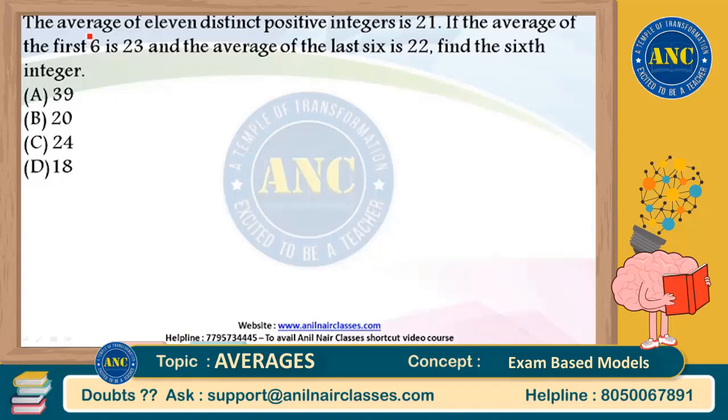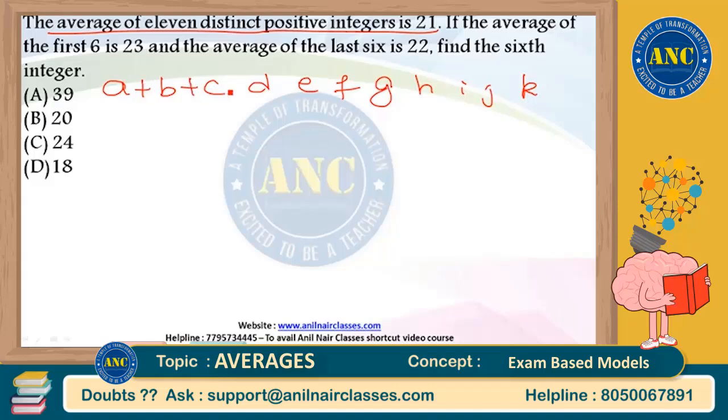The average of 11 distinct positive integers is 21. That means there are 11 integers A, B, C, D, E, F, G, H, I, J, K, right? Average is 21 means all the 11 are 21. All the 11 values are 21. So the total sum is 21 into 11, right?